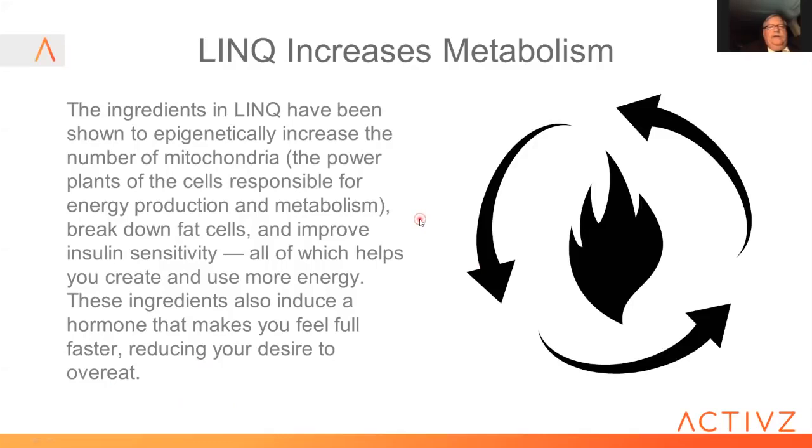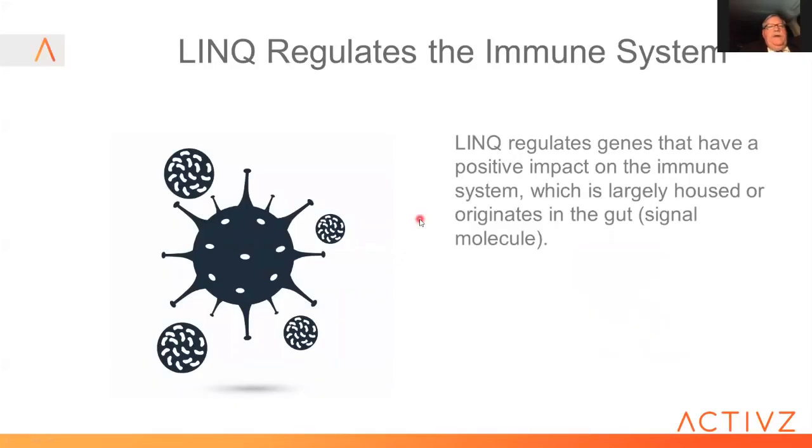Let's look at the next slide. We also know that LINQ regulates the immune system. LINQ regulates genes that have a positive impact on the immune system, which is largely housed or originates in the gut via signal molecules. And let's look at the next one.